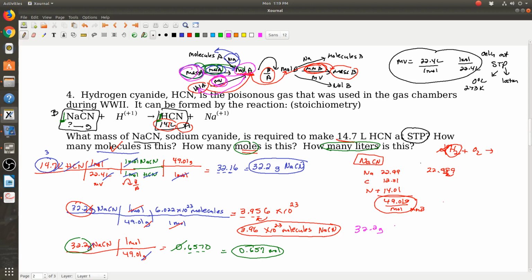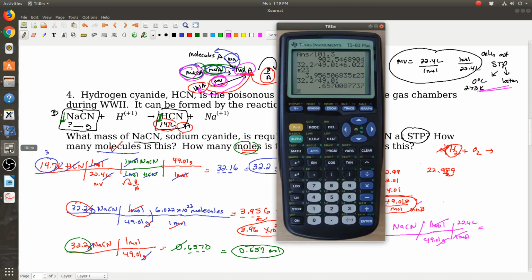So 32.2 grams of sodium cyanide. Turn it to moles. 1 mole over 49.01 grams, because I already know what that is, the molar mass right there. And then grams cancel. And then 22.4 liters are in 1 mole. And why can I use that? Because it's already at STP. Moles cancel. And so now do this one on my calculator.